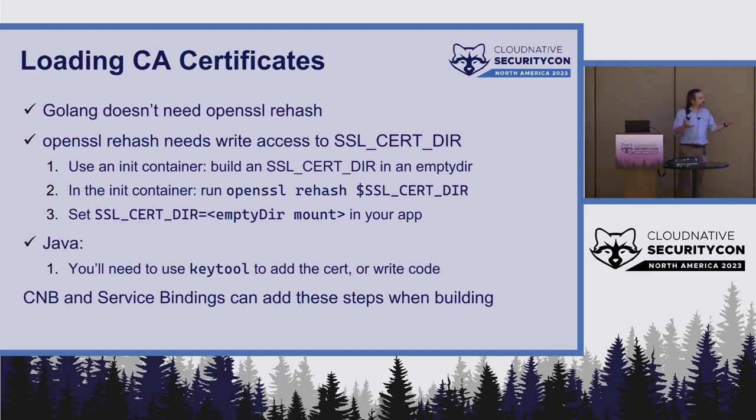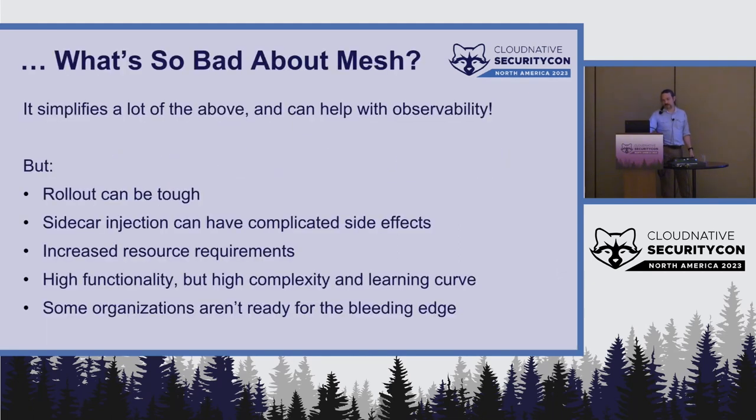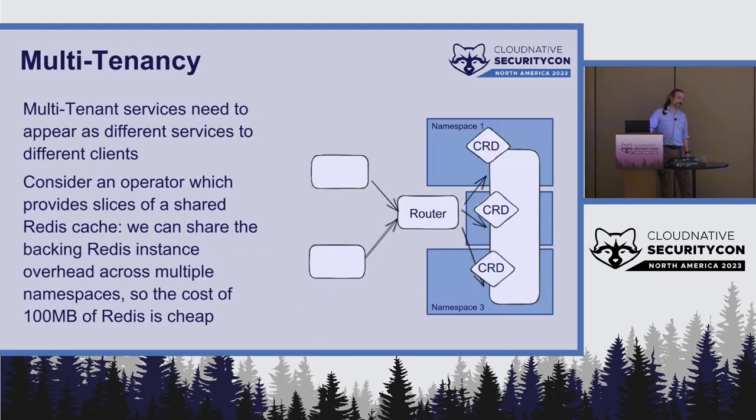If you pick a service mesh, the service mesh controls all this. And so you have one implementation, and it's whatever your service mesh is implemented in. But now you can see why you might want to do this. Cloud native build packs and service bindings have some stuff that you can stick in. But again, you're starting to build a big layer to replace that service mesh. So, okay. Maybe service mesh is a good choice.